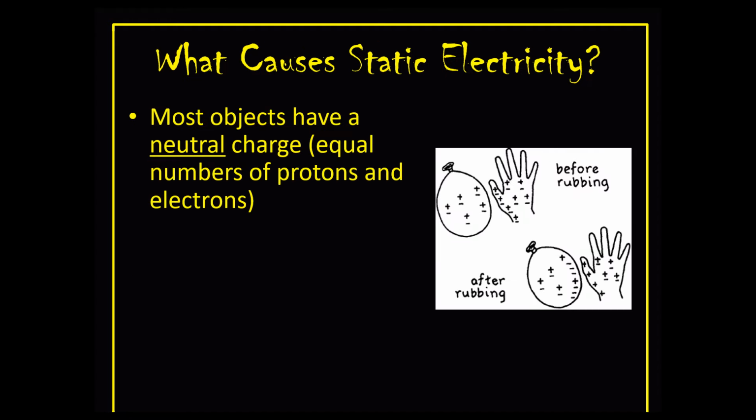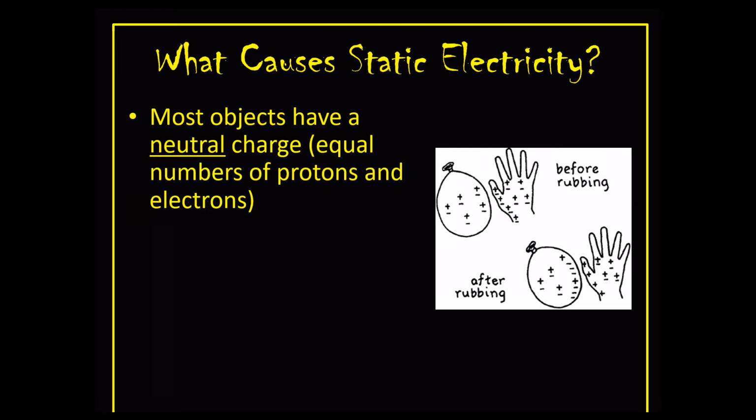All right, so what causes static electricity? We just said that most objects do have a neutral charge, which means the same number of protons as electrons. And you can see here in the picture of the hand and the balloon before you rub them together. This is what we call an equal charge. So they're at equilibrium, the same number of protons as electrons in the balloon, the same number of protons as electrons on the hand. Now, after you rub them together, you notice that some of the electrons have left the hand and moved to the balloon. So the balloon has a net negative charge and the hand has a net positive charge.